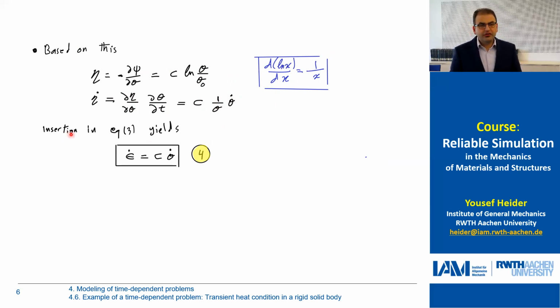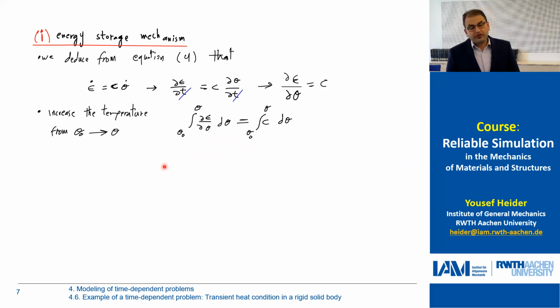Now we can insert this in equation number 3 to see that the rate of the internal energy equals C, which is the heat capacity, multiplied by the rate of the temperature. And this simplifies the treatment very much.